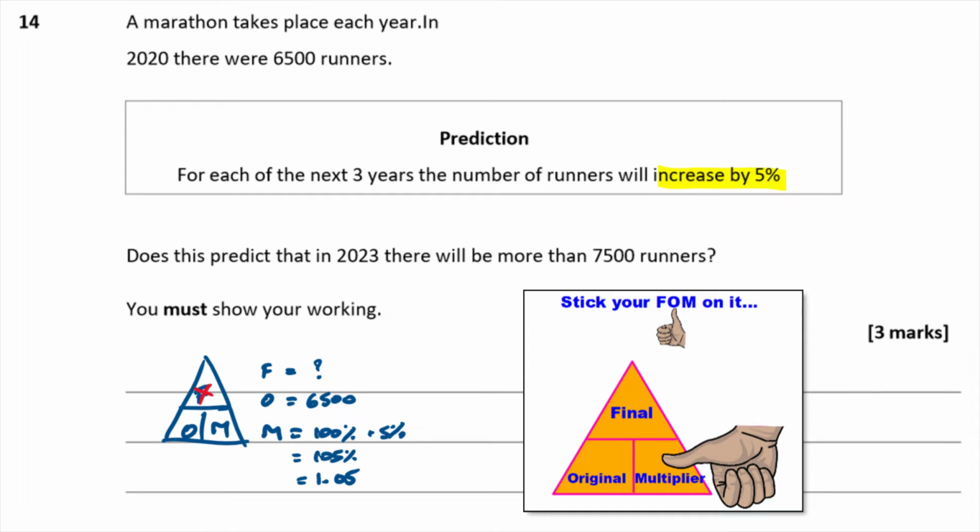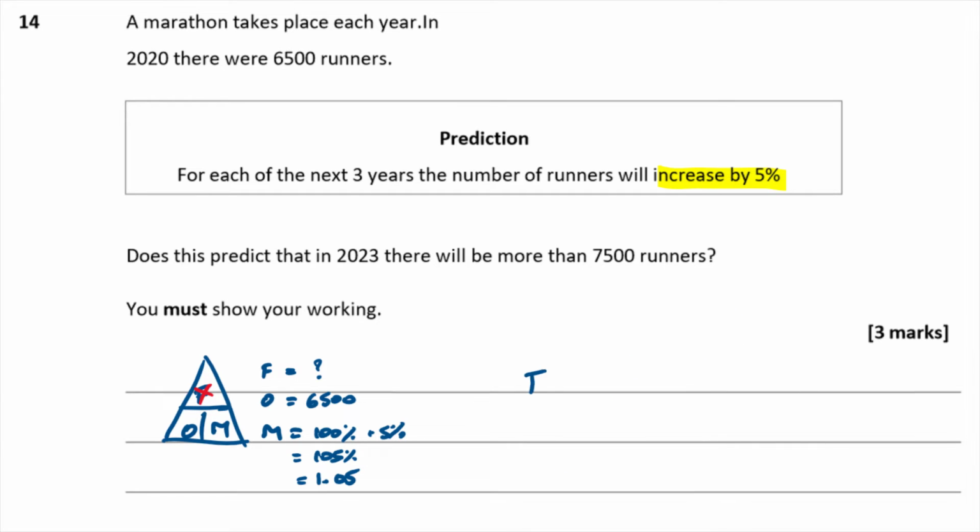Okay, so then covering up the thing I want to find, the final, it tells me what to do with the other two things. Stick my thumb on the F. Tells me that final equals original times multiplier. Okay, now we've got compound interest here, or growth. So there's one addition to this. We need to raise that to the number of years.